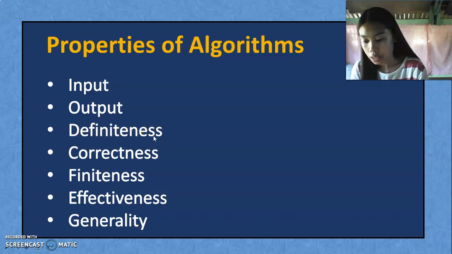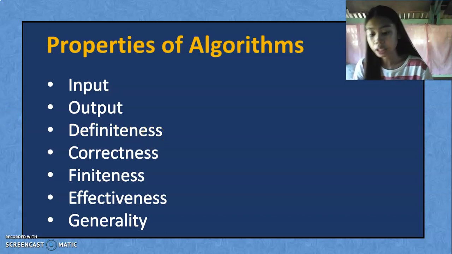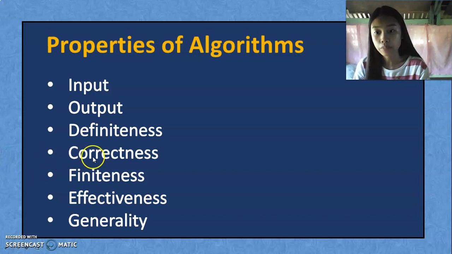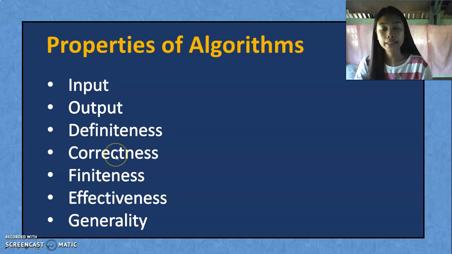So, definiteness, which is, it must be clear and unambiguous. So, it means dapat yung magiging process is hindi nakakalito, which is dapat tuloy-tuloy siya and then dapat siya ay maayos. So, the correctness, slightly like definiteness kasi correctness, dapat tama yung pag-execute ng mga instructions, ng mga binigay na instruction, pag-execute ng mga process.